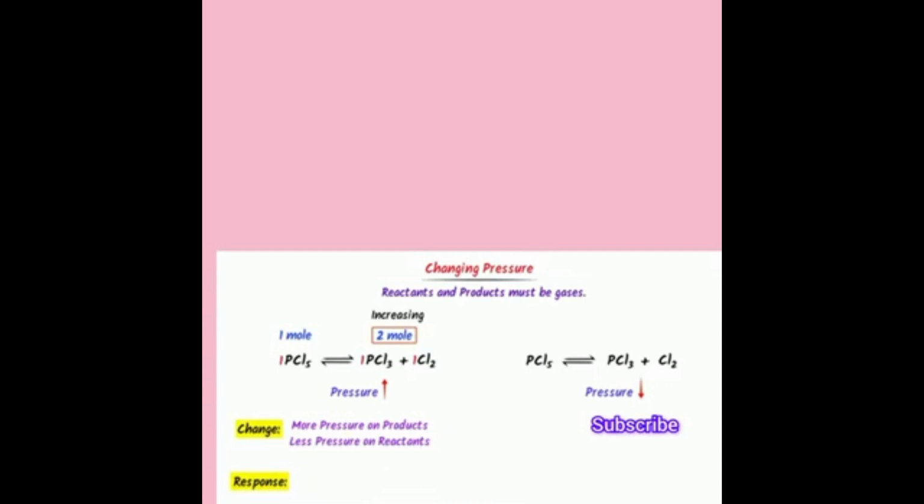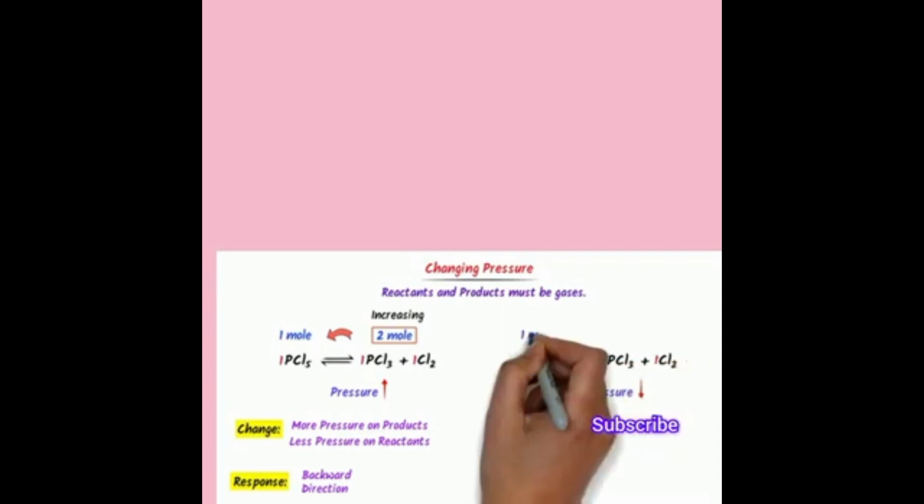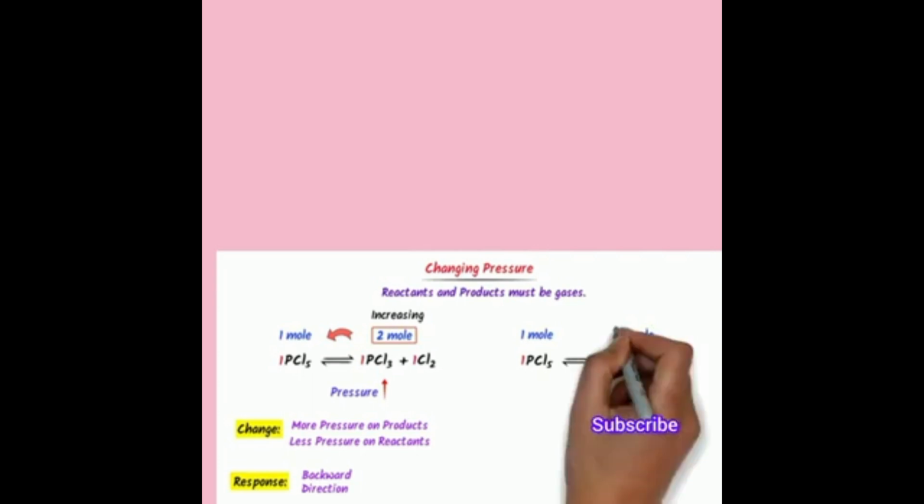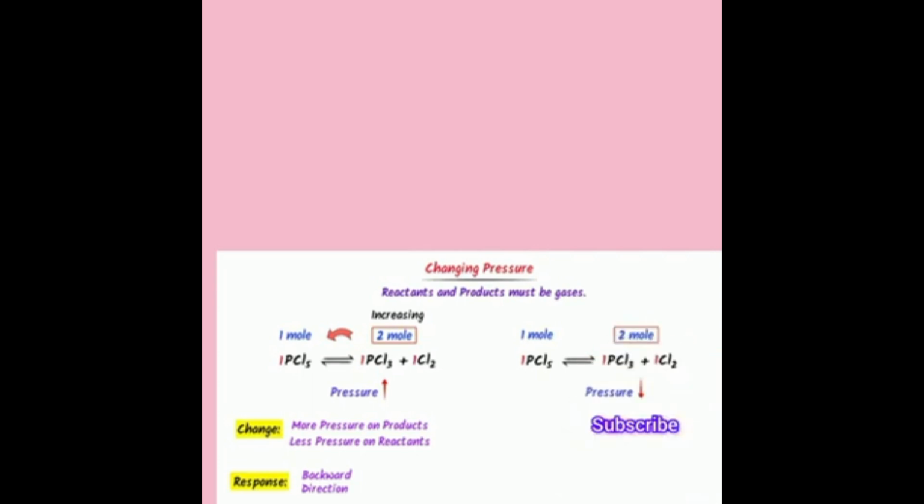Well, it is simple. The equilibrium will proceed in backward direction to counter the effect of pressure and restore chemical equilibrium. Secondly, in this case, we already know that there is 1 mole of reactants and there are 2 moles of products. We know that we only consider the larger number. Here, the larger number is 2.